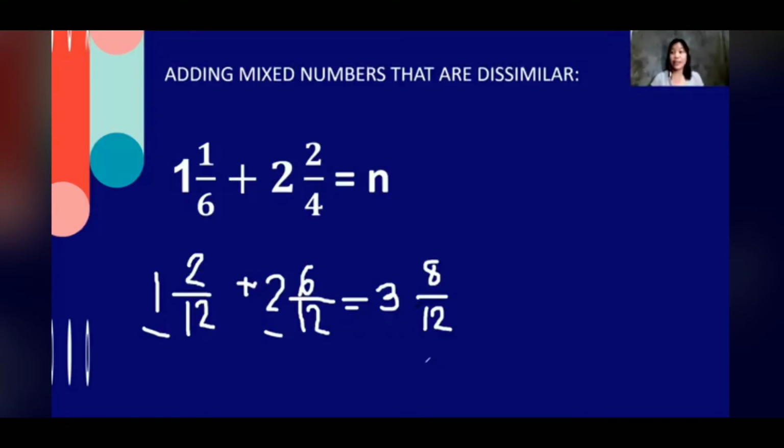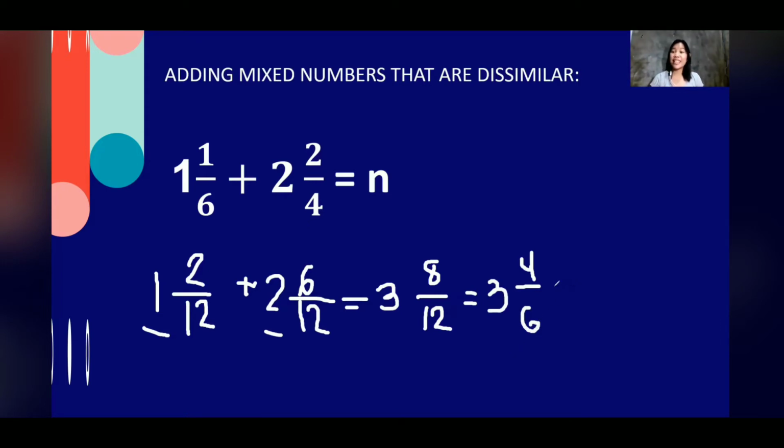Yeah, no, because we can still simplify 8/12. So we will divide it by 2. So we will first copy the whole number. So 8 divided by 2 is 4, and 12 divided by 2 is 6. Is it the final answer?